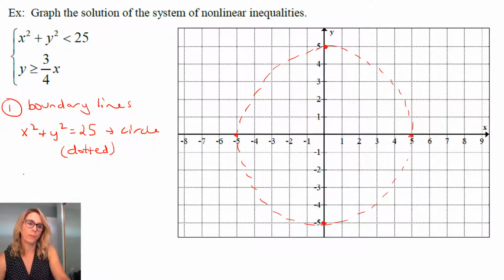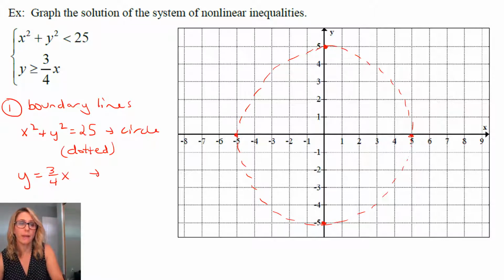Notice that we have inside the circle and we have outside the circle. So when we think about using that inequality sign, less than or greater than, you want to think outside the circle or inside the circle. But it's not the only thing we have. We also have the boundary line y equals 3/4 x. That is a line, but because of the greater than or equal to, the line should be solid.